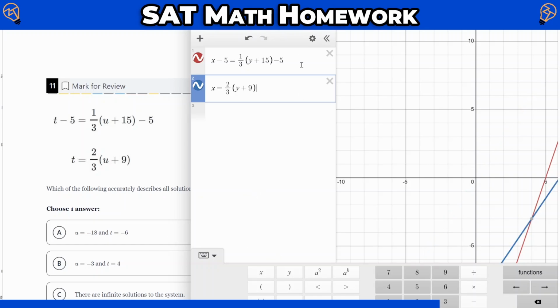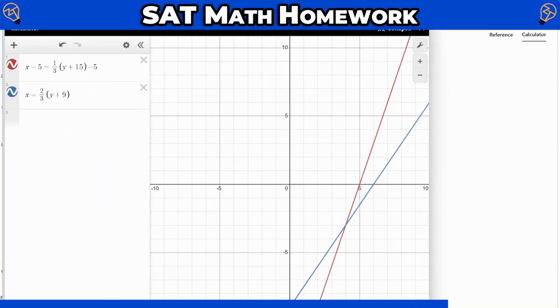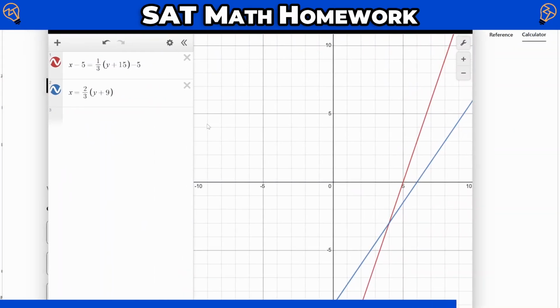Taking a look at these, we're trying to figure out all the solutions. Now remember, solutions are the points of intersection, which with two lines, at most, you can only have one point of intersection. If they were parallel to each other, then they would have no points of intersection. And if they were the exact same line, they'd have infinitely many points common, so infinitely many solutions.